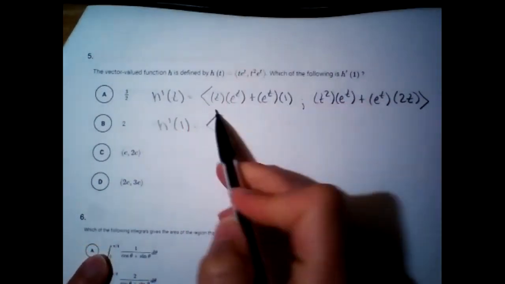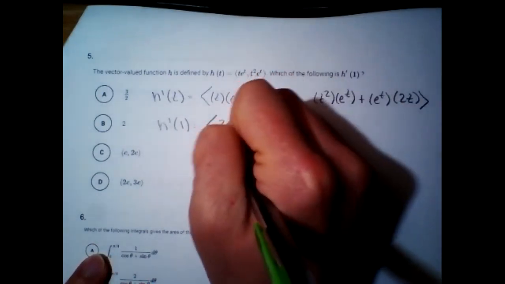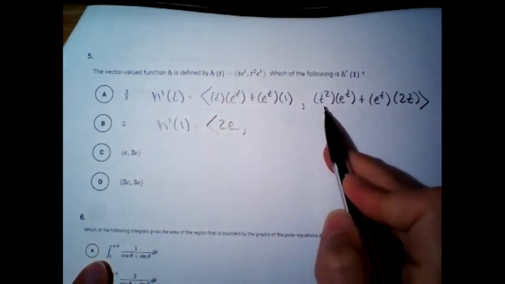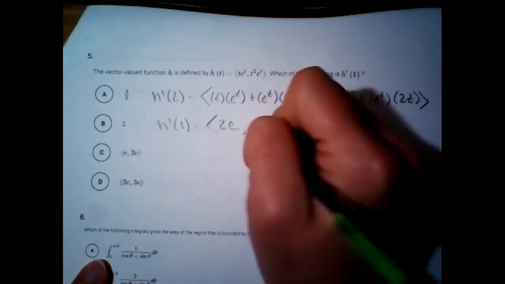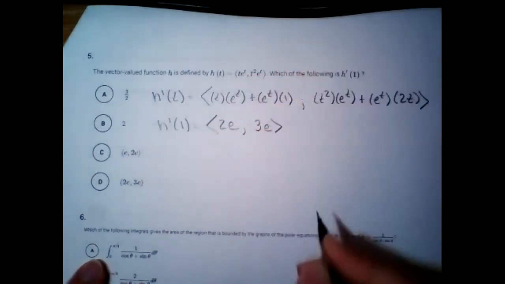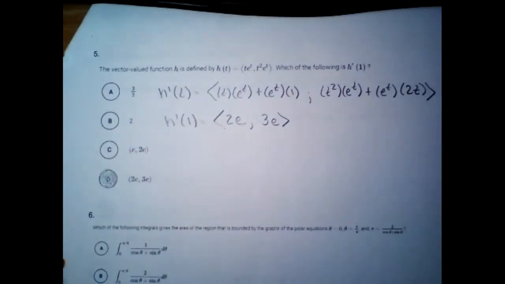So let's see. This would be 1e plus 1e, so that would be 2e. And then over here, we'd have 1e plus 2e, so that would be 3e. And so that one is D. All right, and then last one, another review question.